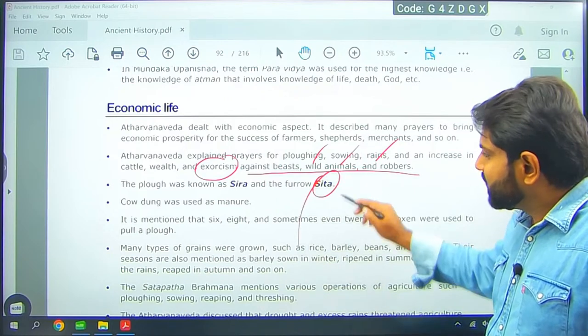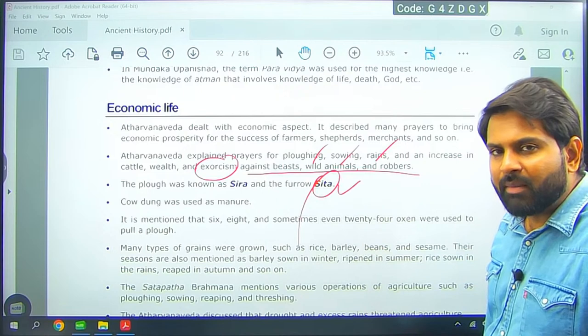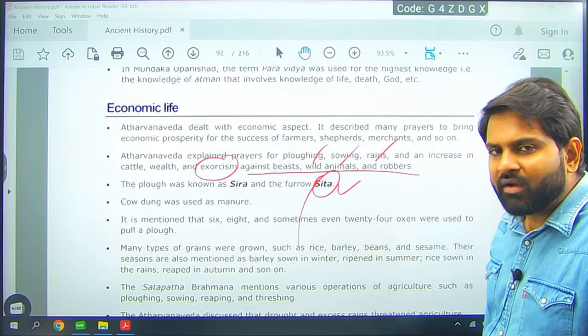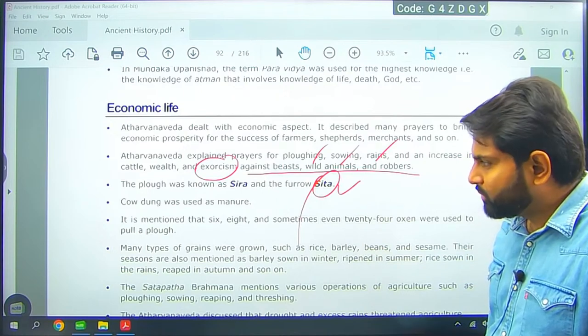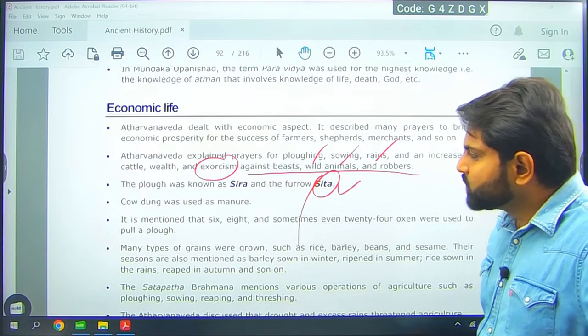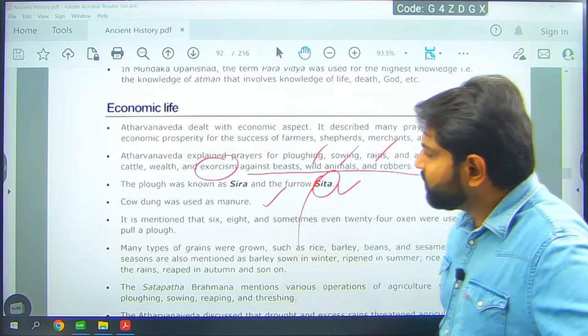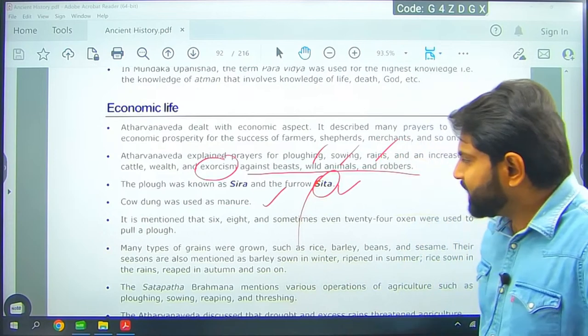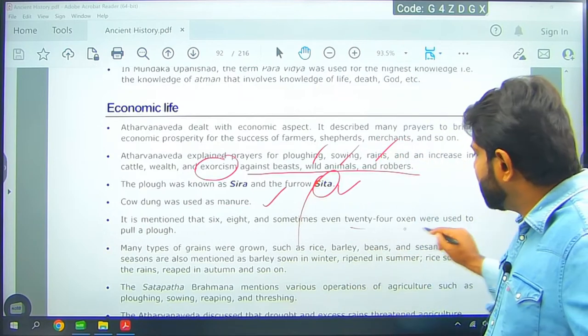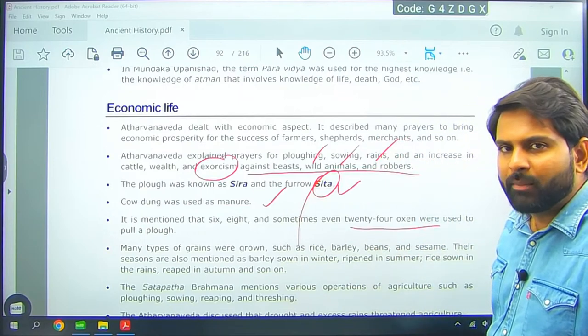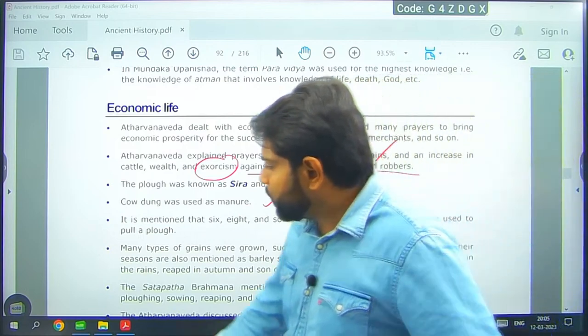You must have learnt about Rama and Sita. Go check back what Sita means, furrow. Cow dung was used as manure, organic farming. It is mentioned that 6, 8 and sometimes even 24 oxen were used to pull a plow. Plowing.